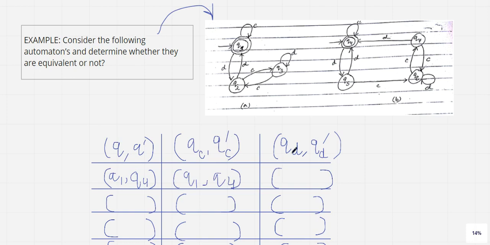Now if I look into the input D, Q1 on sync D goes to Q2, correct? Like this we have to find out. Now I have skipped one thing that we have to look into. Just give me 1 minute. Okay, so Q2, now I will let you know. And then Q4 on sync D, it is going to Q5.